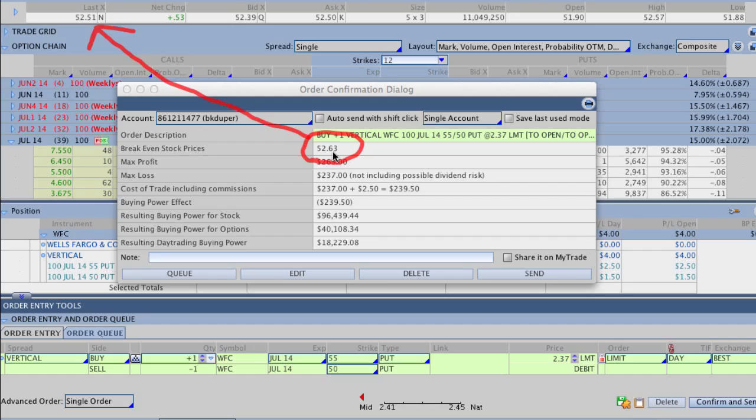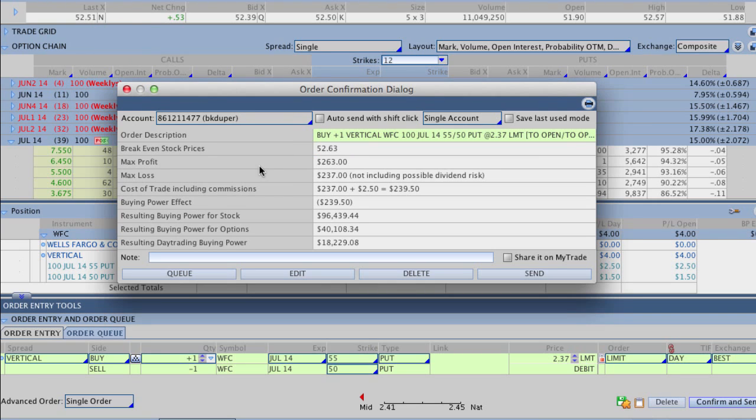So we actually give ourselves a little bit of a cushion in the price of Wells Fargo. Even though we paid just a little bit less, this actually gets us a closer break-even. It gives us a little bit of cushion in the price movement of Wells Fargo.